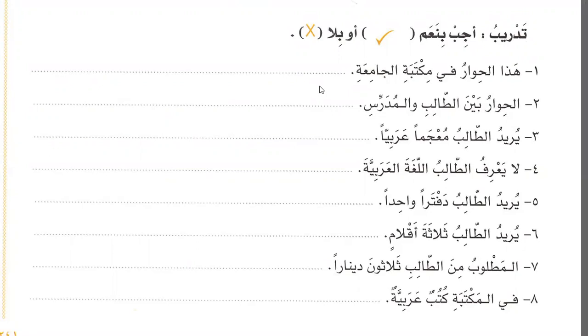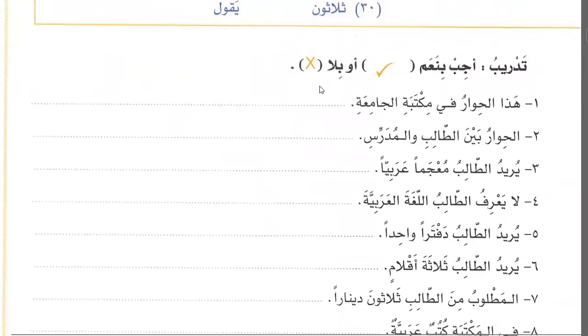Okay. So answer this. Ajib bi naam aw bila. What will you say here? Naam or la? Hadha al-hiwaru fi maktabati al-jamiati. What is your answer? Do you hear me? I said, do you hear me?